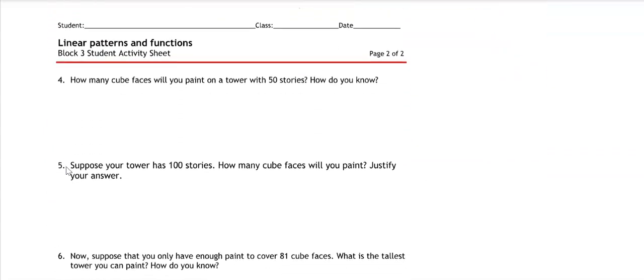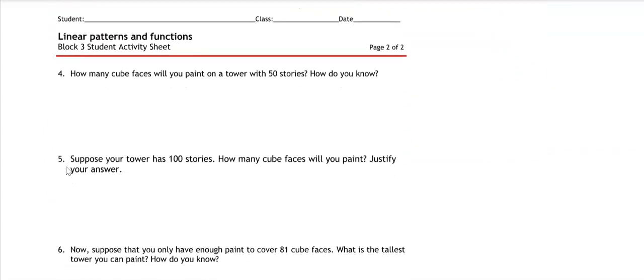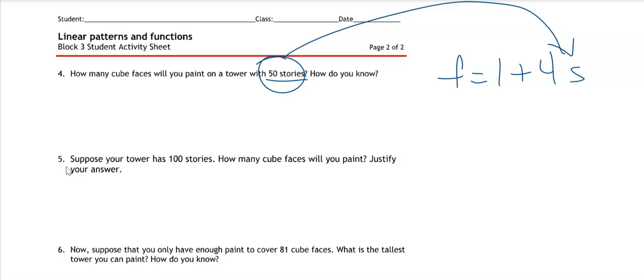And we're probably going to need this function rule again. F equals 1 plus 4 multiplied by the number of stories. So this asks us, how many cube faces will you paint on a tower with 50 stories? Well, we take that 50 and we substitute it in for s. So in this case, the number of faces would be equal to 1 plus 4 times 50.